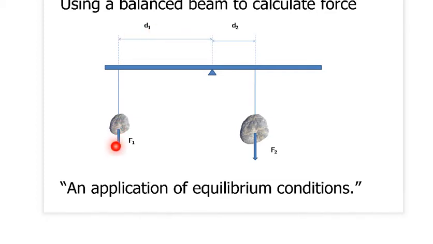If we have a smaller force and we want the moment to equal the moment caused by this one, then we need a larger distance for a smaller force. That gives you a larger moment. And for a larger force, you need a smaller distance so that the moment caused by this one is equal to the moment caused by this one, but opposite. So this is an application of equilibrium conditions.